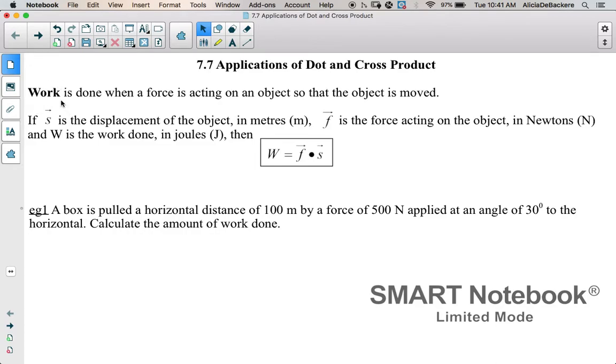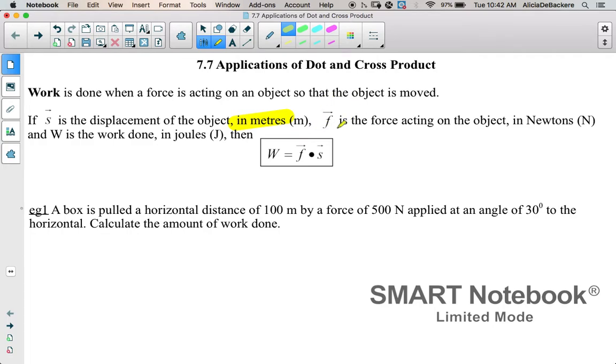And so we're going to figure out how much work is done when a force is acting on an object so that the object is moved. So when we move the object, we call the distance that it moves the displacement. So the vector S is going to represent the displacement of the object. And that displacement is going to be in meters. So that's something that you need to check for. If they give you the displacement in centimeters or something like that, you have to convert it to meters before you get started.